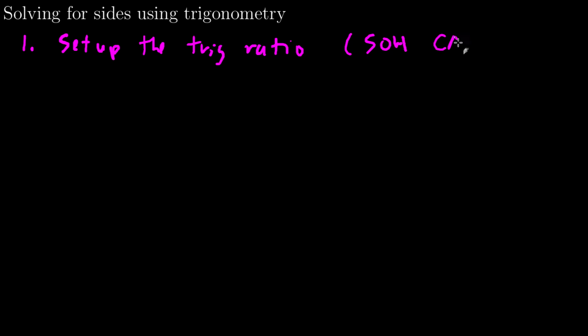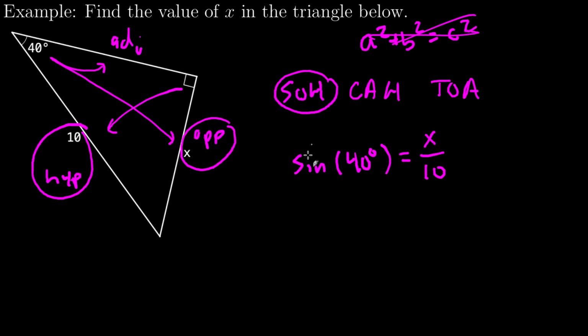So solving for sides using trigonometry. The first thing I'm going to do is set up the trig ratio. And I'll use SOH CAH TOA to find the appropriate trig ratio. In our example here, it happened to be sine.